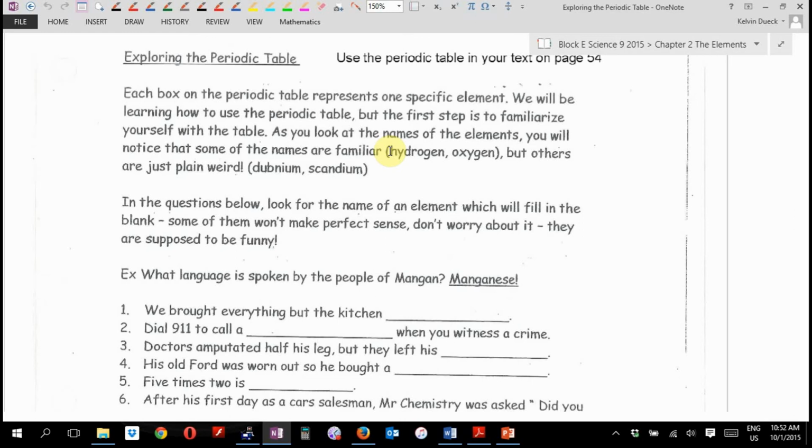Now, what's the atomic number of sodium? 11. What's the atomic number of potassium? What's the atomic number of iron? The symbol for iron is Fe, 26. I'm going to ask you the same questions, but phrase them differently, and you're already going to learn how to read the periodic table.